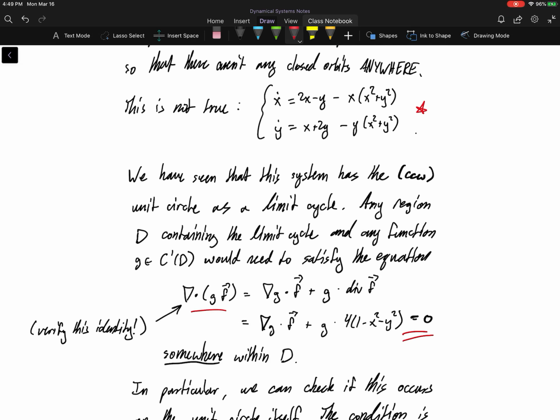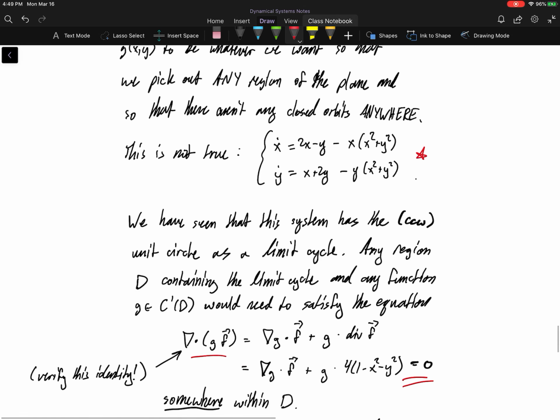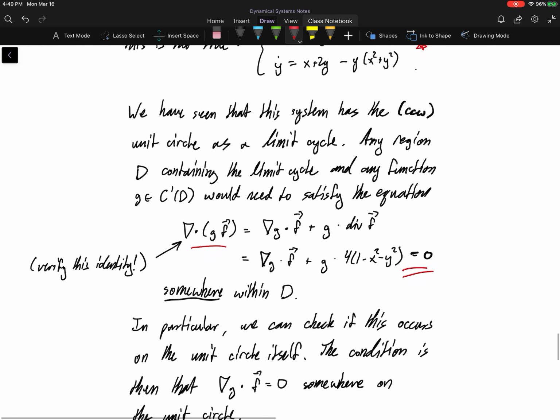Otherwise, there is a region here that contains the limit cycle, and hopefully it's a simply connected region, but there is a region here that would have to rule out the existence of the limit cycle that actually exists inside of the region. So I need to make sure that this divergence is 0 somewhere, or I know that it is. It has to be. So let's use that.